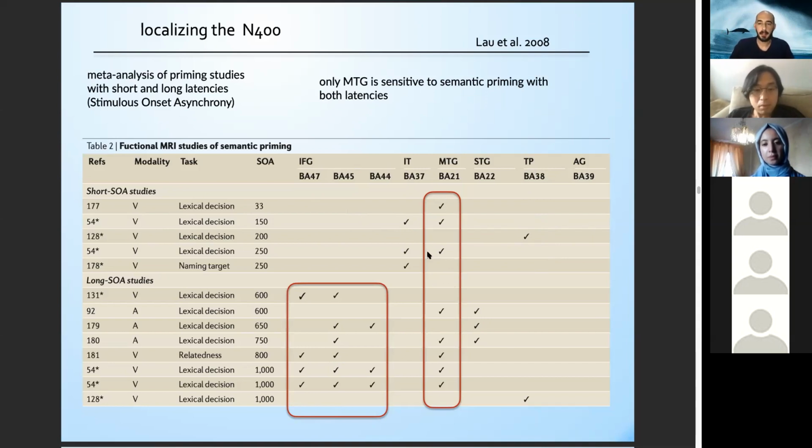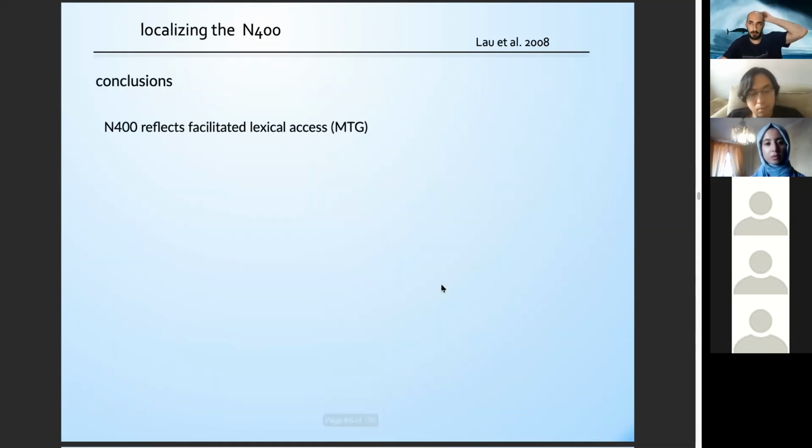So in all these studies, they found a reduced activation of the MTG for both short latency and long latency priming. Okay. So whether the distance of the prime and the target was short or long, the MTG was always responding with a reduced activation. Okay, because the priming usually reflects a reduced activation, not an increased activation. Okay, it is reduced because it was pre-activated.